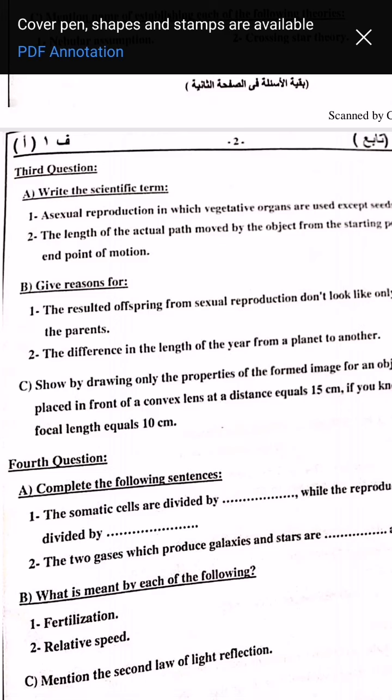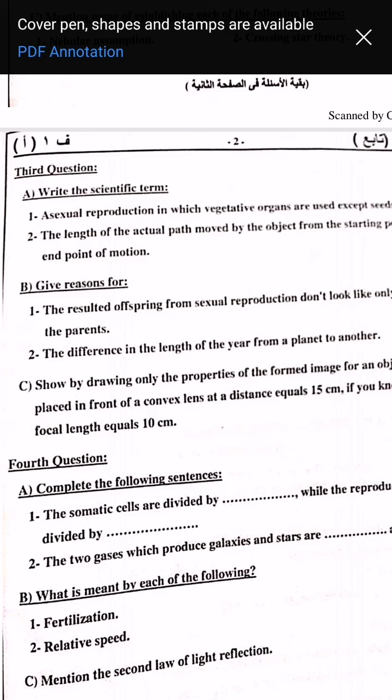Third question, write the scientific term: asexual reproduction in which vegetative organs are used except seeds. This is asexual reproduction in plants, of course in plants. This is called vegetative reproduction. Vegetative reproduction in plant.